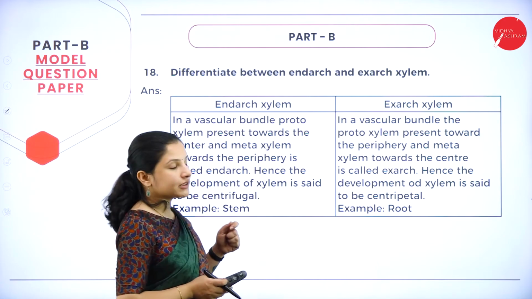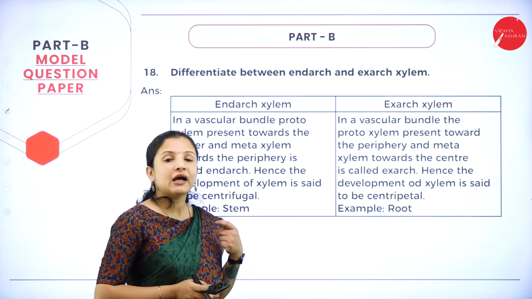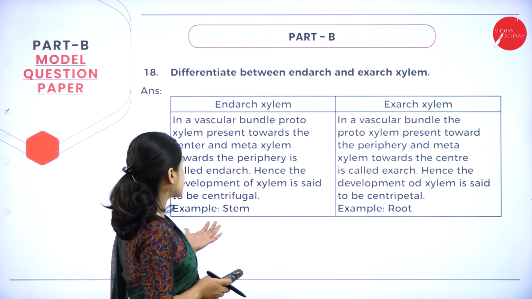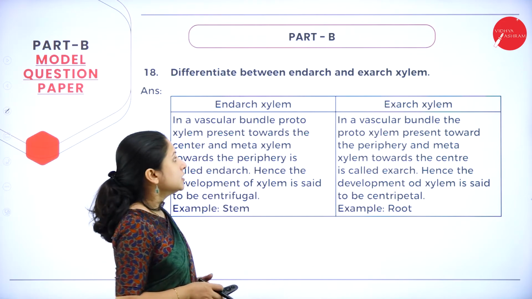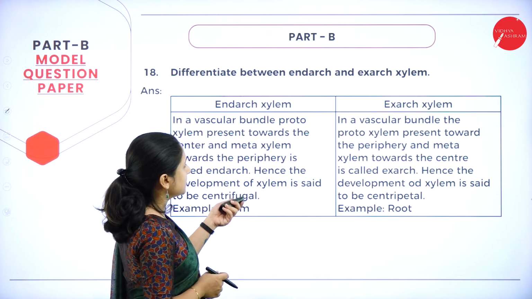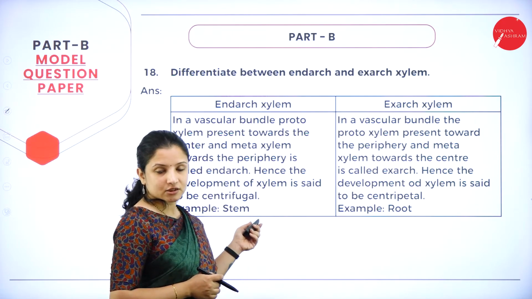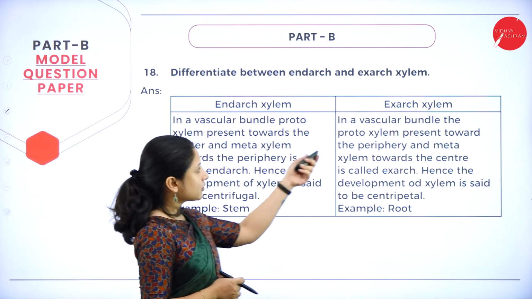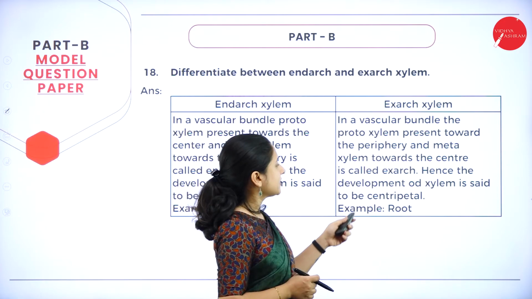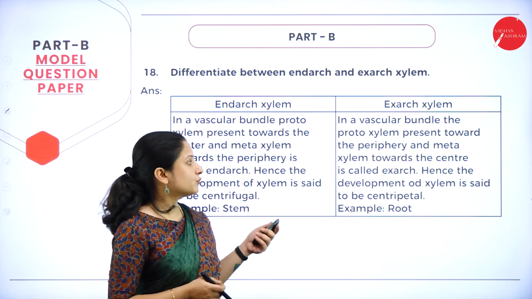Here 2 points are needed. Sometimes some of the answers will not have 2 points. In such cases, you can just give an example for these. So here they have mentioned endarch xylem. They have written what endarch xylem is, and they have given an example of where exactly it is found. It is found in the stem. Here also they have written about exarch xylem and they have given an example of where exactly it is found. So this will fetch you 2 marks here.